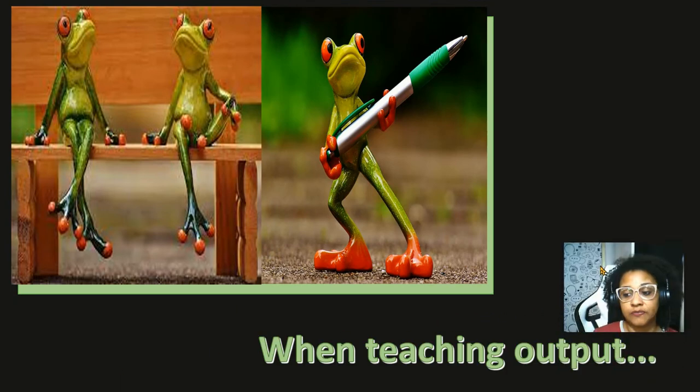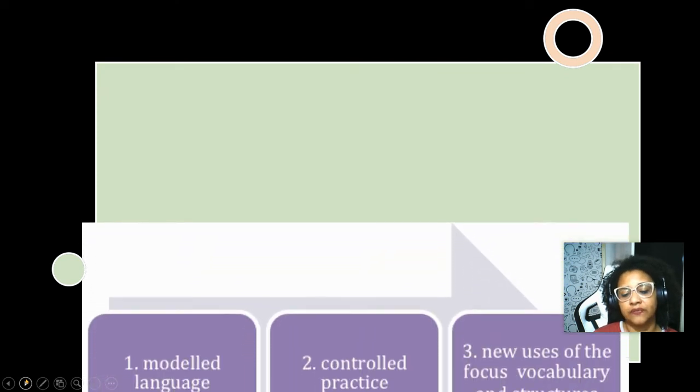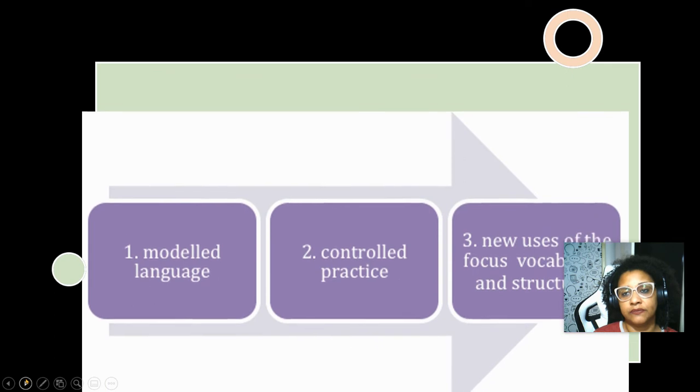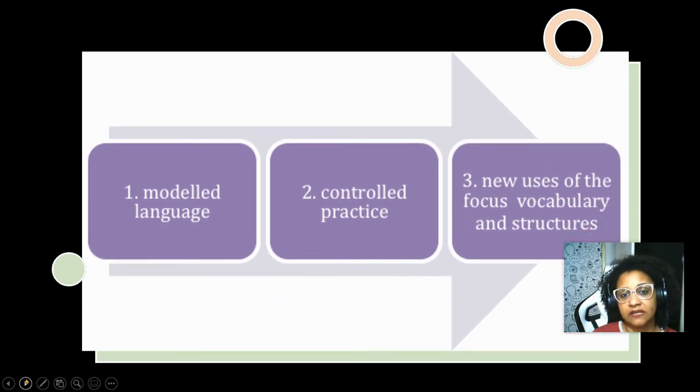When teaching output, it's really important to model language. At first, students are supposed to look at the language in context, and they will see what language should be produced, in what order, with what intonation, and what the options are. So modeling language is step one.